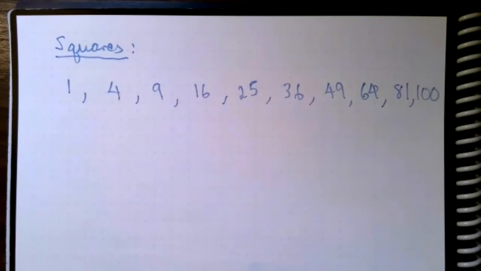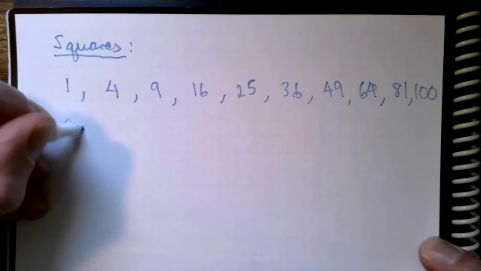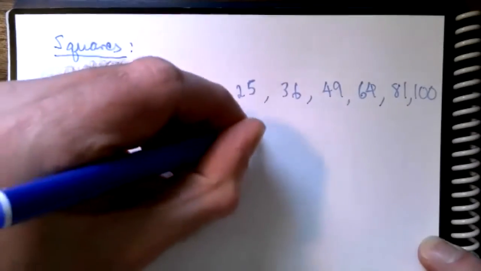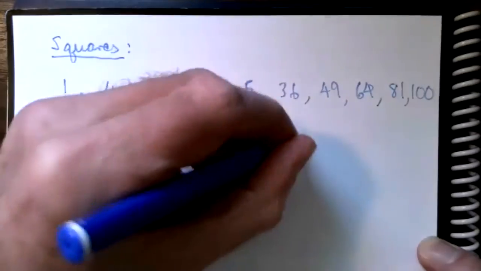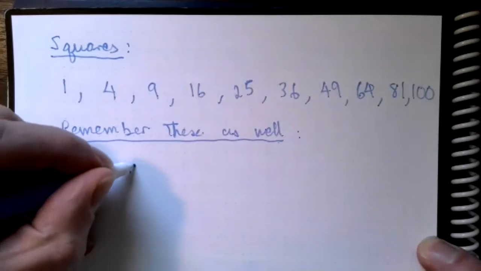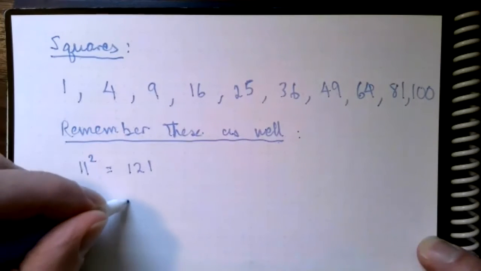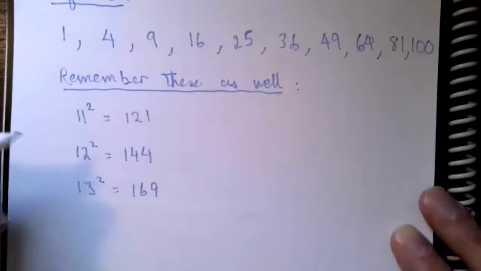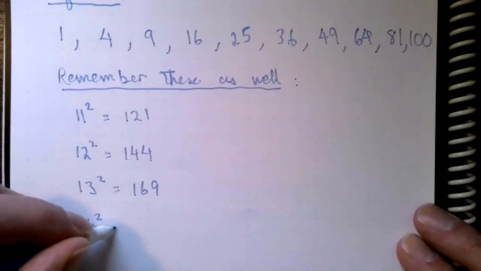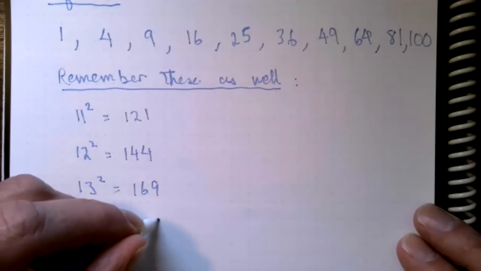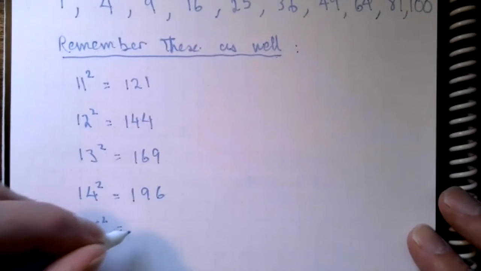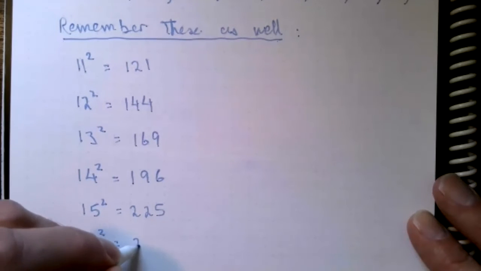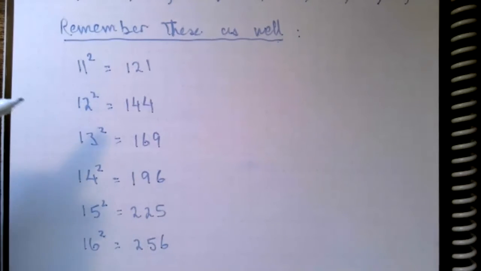Okay. Here are some additional squares that I would like you to remember. 11 squared is 121. 12 squared is 144. 13 squared, 169. 14 squared, 196. 15 squared, 225. And finally, 16 squared is 256.